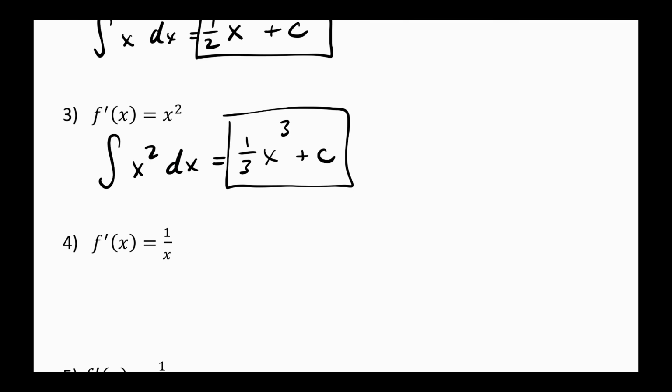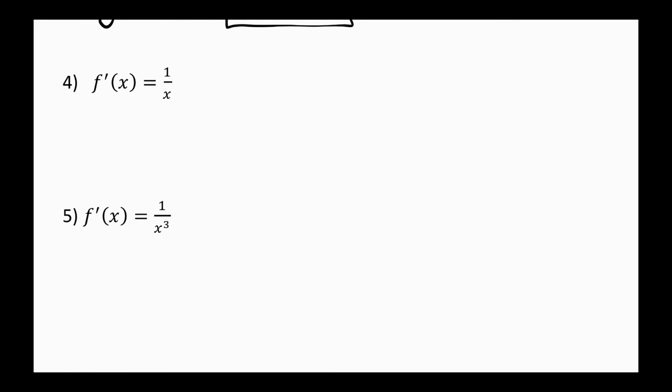Let's look at number 4. 1 over x. How in the world do I find the derivative of 1 over x? What do I need to do? Fractions. We haven't done a quotient rule yet. So, in fact, there is no quotient rule for antiderivatives. So how would I do number 4? There you go. Change it to a negative exponent. So x to the negative 1 dx.